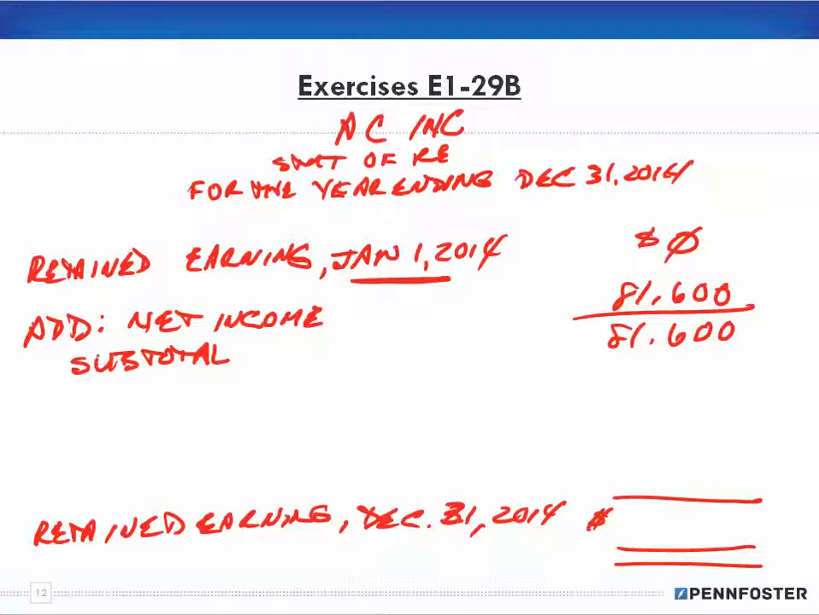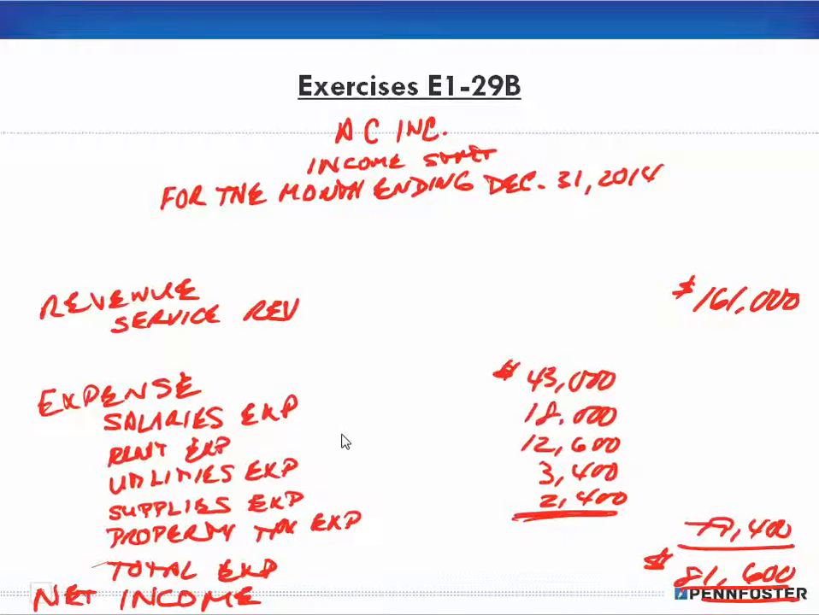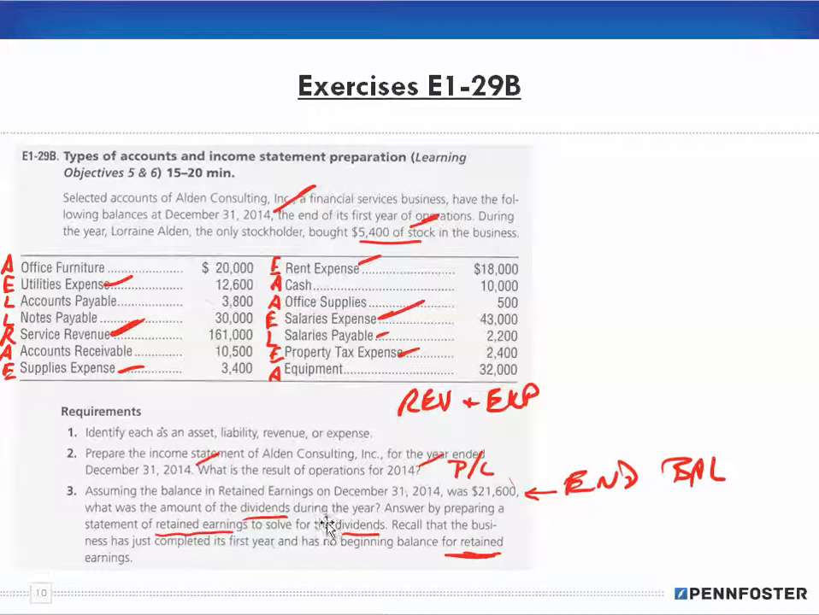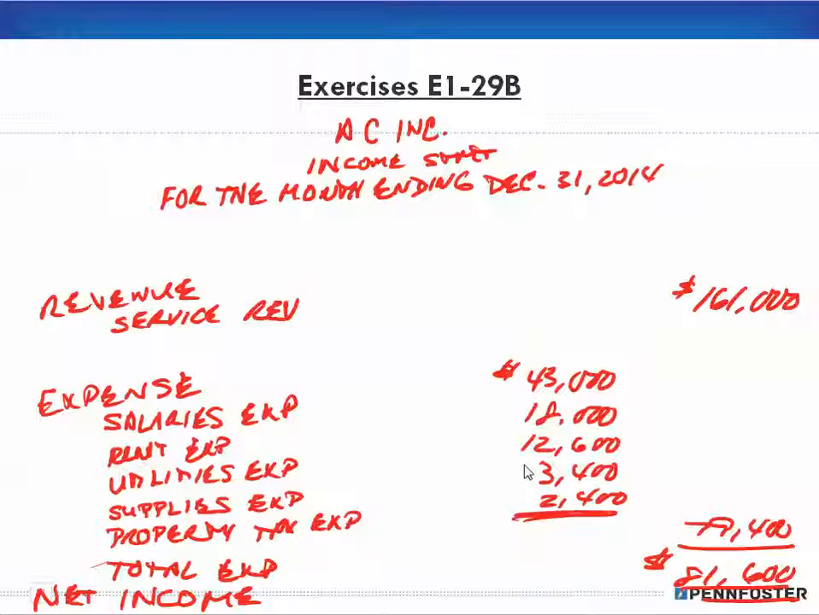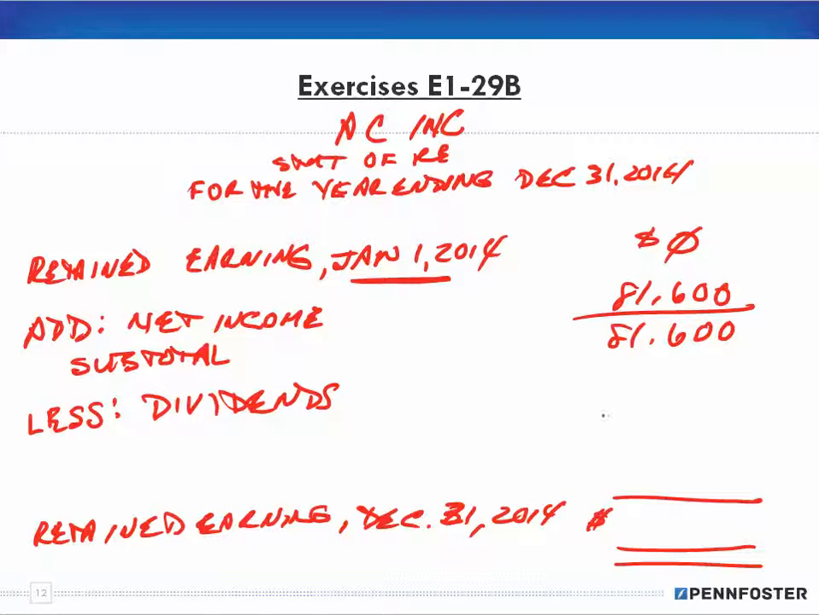Right, so now we add in our net income, and then we take out our dividends. So we write the word less and we write dividends. Now we don't know how much the dividends are, because in our data, it told us to solve for the dividends. But it did tell us that our ending retained earnings was 21,600. If you know 2 out of 3 things, you can always figure out the third. And we're trying to figure out what our dividends are.